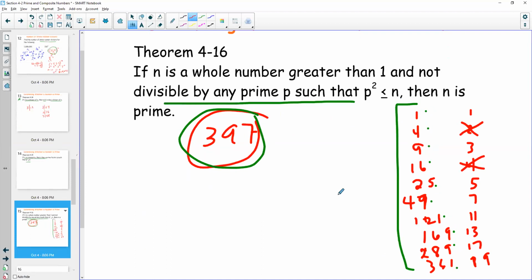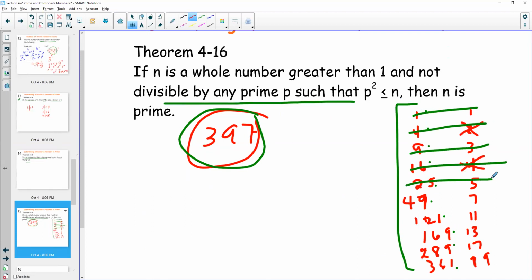Is it divisible by 9? Well, we already know that, so we don't have to do any of those. We don't have to do that one. Is it divisible by 25? Well, no, it doesn't break up into quarters. That doesn't make sense. Is it divisible by 49?